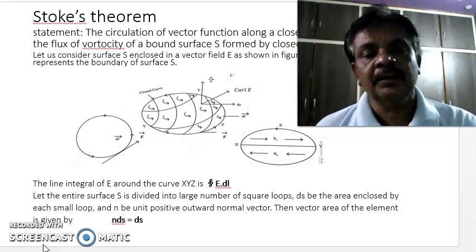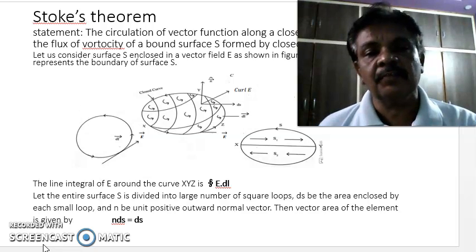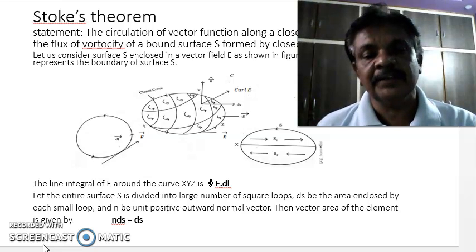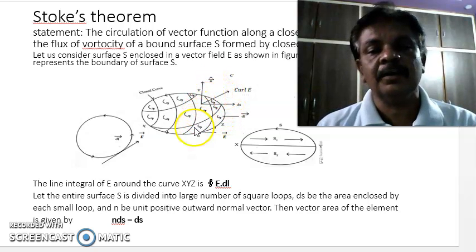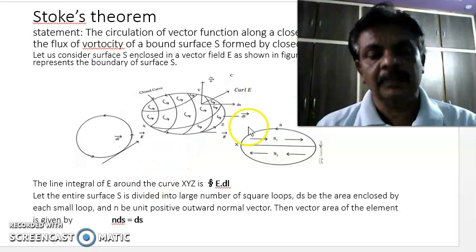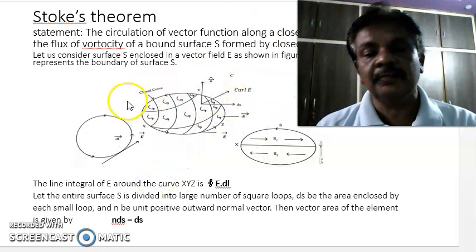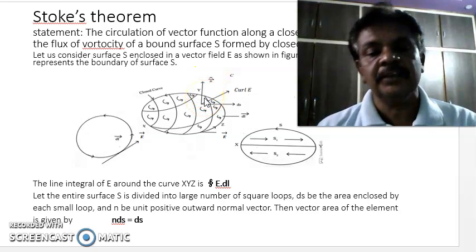A closed curve bounds some surface area, and the flux from that surface is equal to the line integral around the closed curve C. That can be mathematically written as line integral E bar dot dl bar is equal to surface integral del cross E bar dot ds bar. This is the statement of Stokes theorem. Let us now go for verifying the Stokes theorem.